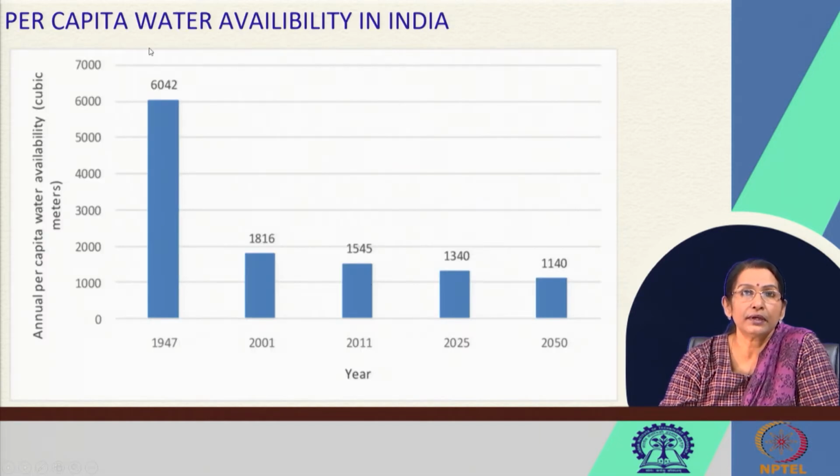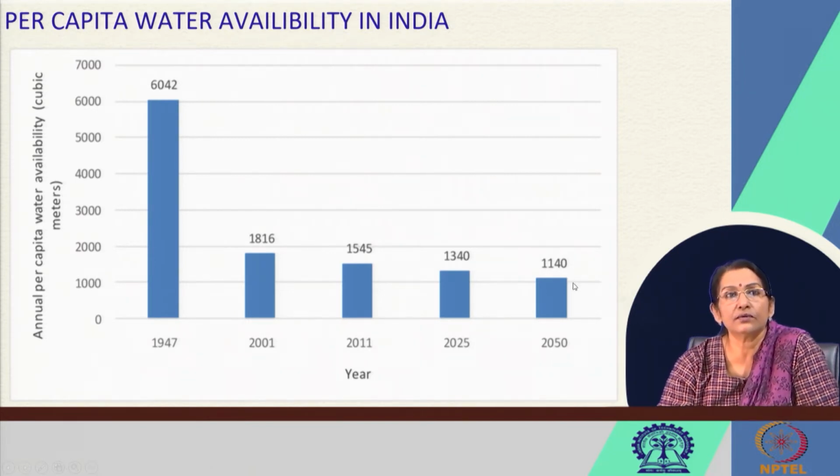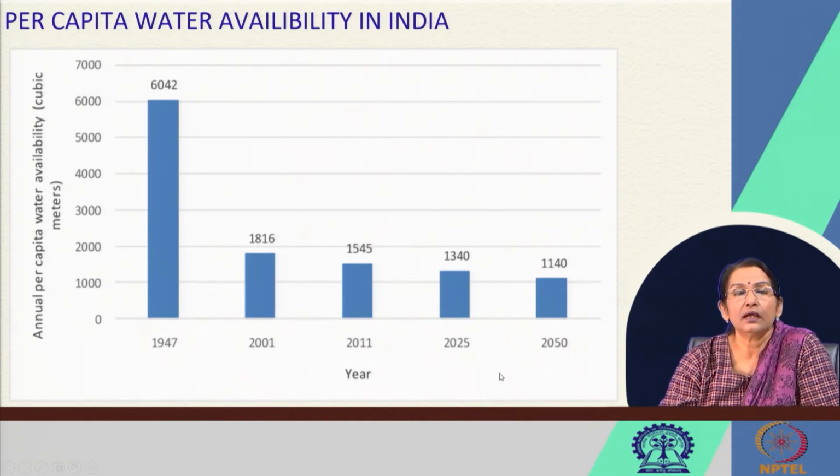So, this is the per capita water availability in India. As you can see, from 1947 to 2011, then 2025, and gradually towards 2050, the cubic liter figure is decreasing. It is gradually decreasing because of overpopulation, insufficient water resources, and seasonal disruption, all kinds of causal factors.